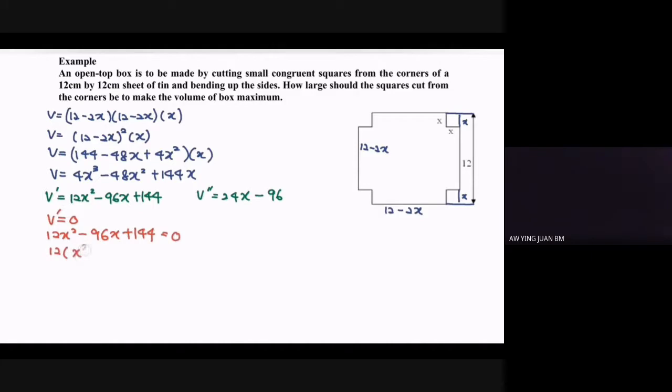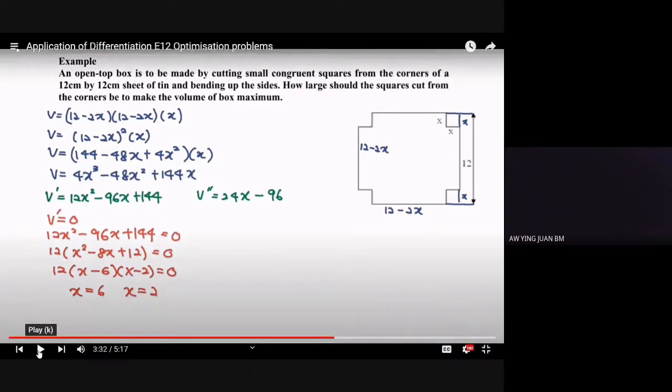So we will have x squared minus 8x plus 12 equals to 0. 12 bracket x minus 6, x minus 2 equals to 0. So x will be equals to 6 and x will be equals to 2. Here we have the critical value or the problem.